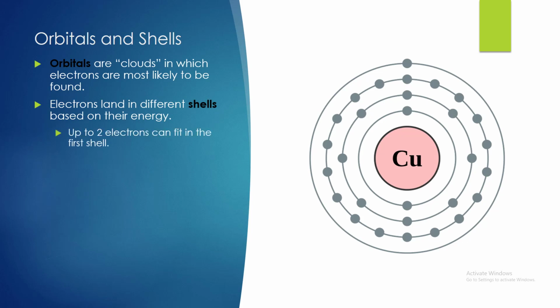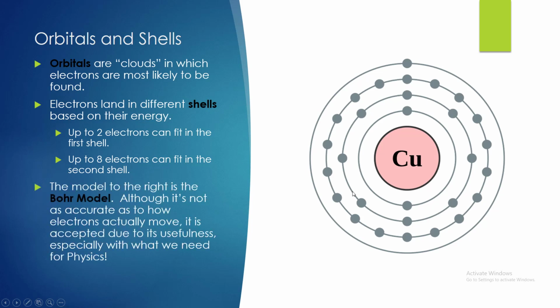So up to 2 electrons can fit in the first shell. We can see it here. Up to 8 electrons can fit in the next shell. The next one is pretty big with, I think, 18. But then the one after that would be 8. And the model to the right, we've said it before, it's the Bohr model. Niels Bohr was a scientist. And although it's not as accurate as to how the electrons actually move, it is accepted due to its usefulness, and especially with what we need to do with it in physics.